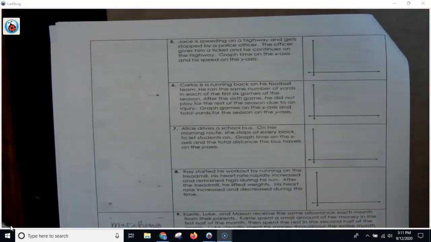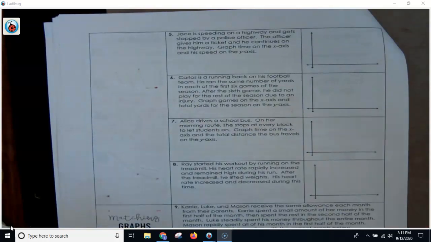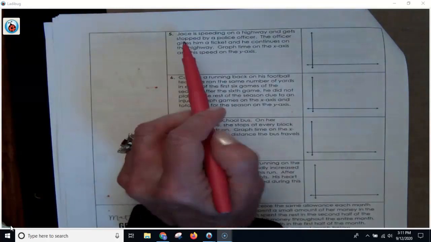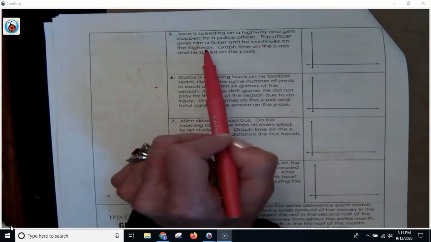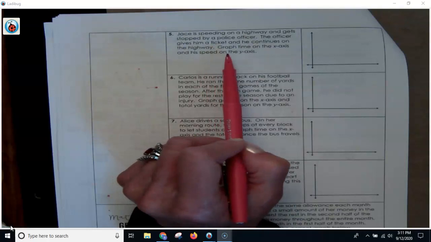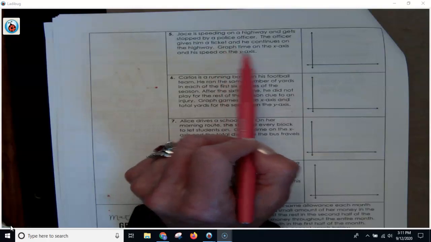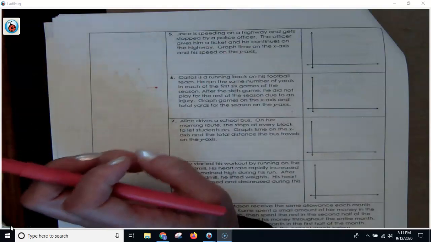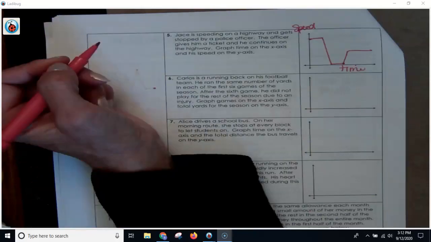Why don't you guys see if you can read 5, 6, and we'll check answers. So pause the video, see if you can do 5 and 6. Jace is speeding on the highway, gets stopped by a police officer. The officer gives him a ticket, and then he continues on the highway. I'm imagining at a reasonable amount of speed. Graph the time on the x-axis and his speed on the y-axis. So go ahead, pause the video, and try and figure it out.